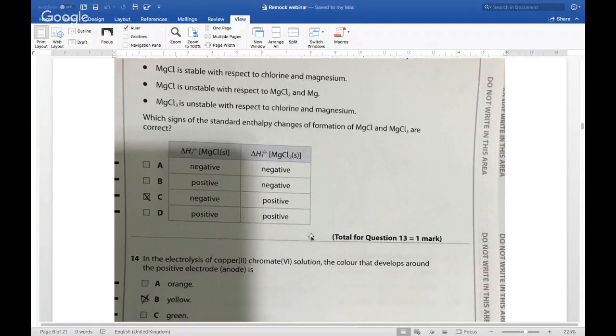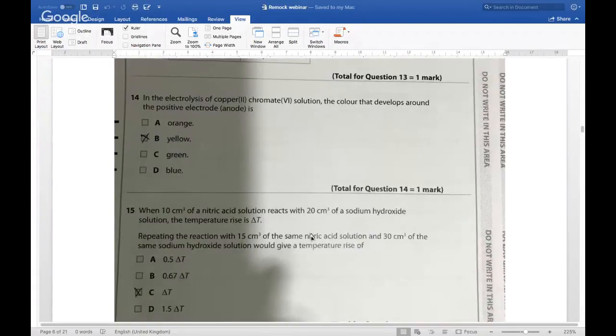The second one's a complete misdirection. In the electrolysis of copper chromate, guys, I did this with you in equilibrium. The dichromate is orange and the chromate is yellow.